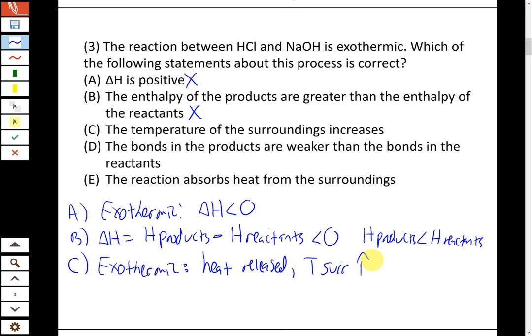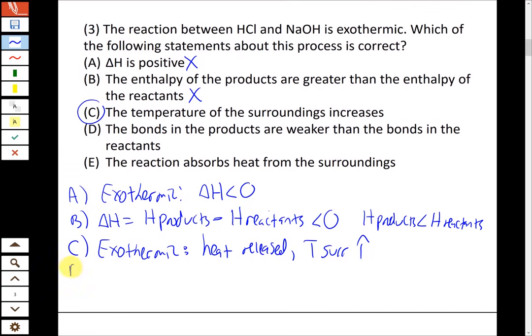The classic example will be burning something. If you do a combustion reaction, delta H is always very negative, and that obviously is exothermic. And when you burn something, of course, heat is released like crazy. So that's a way to think about that and remember it. So you have an increase in temperature of the surroundings. So this one looks to be correct. Let's verify that D and E are incorrect. It's good to go through all the answer choices to make sure.